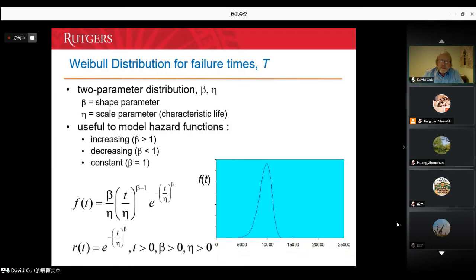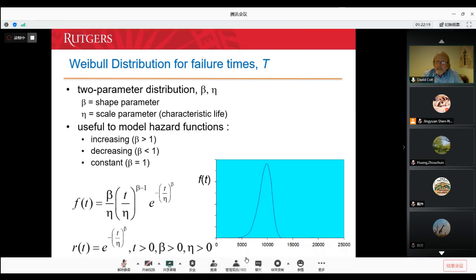I don't know my audience here, but the most popular distribution for failure time is the Weibull distribution. I'm going to use what is typically the most common notation, but there's different forms of the Weibull distribution. I have a shape parameter, which is beta, a scale parameter, which is the Greek letter eta. Those of us who work in reliability, we love the Weibull distribution because I can have many different shapes for my probability density function. The graph you see is a typical probability density function.